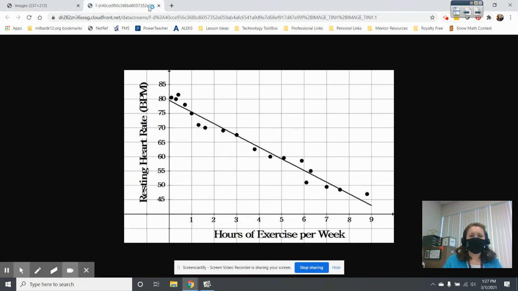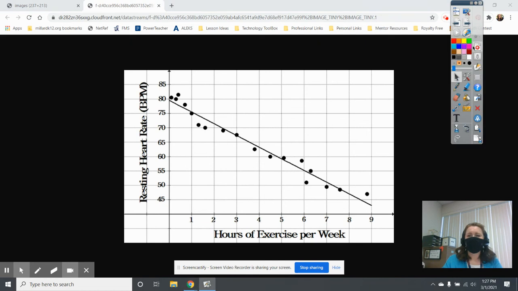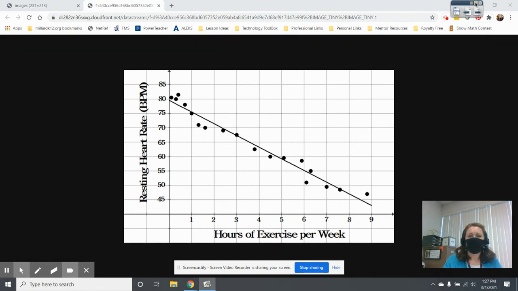Now let's take a look at another one. Here I have hours of exercise per week and resting heart rate. Well, now you can see this is going down. So this is saying the more you exercise, the lower your resting heart rate is. That's pretty good, right? That means your heart doesn't have to work quite so hard.